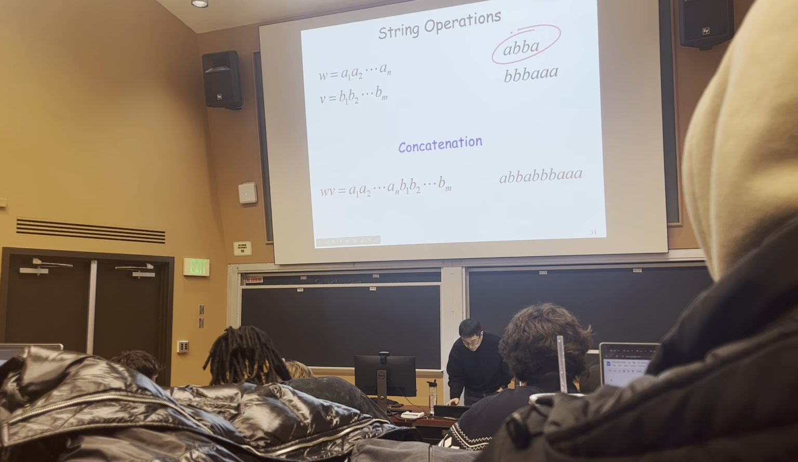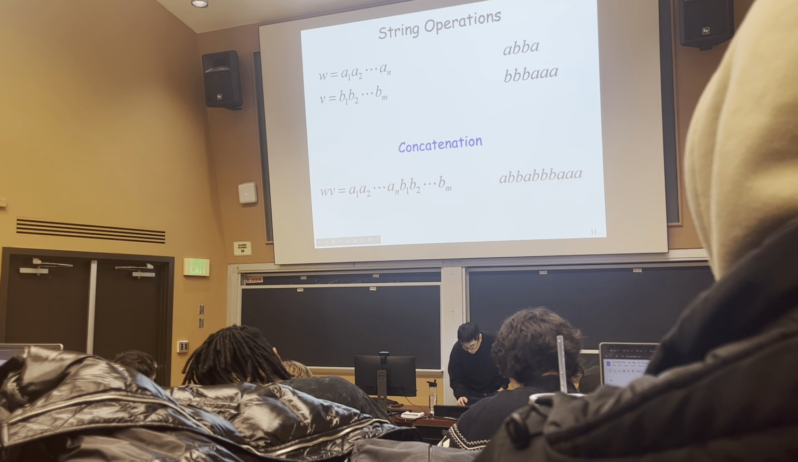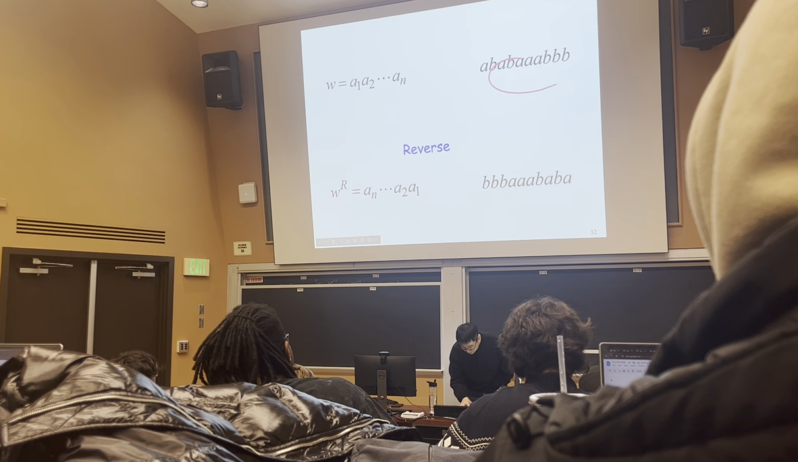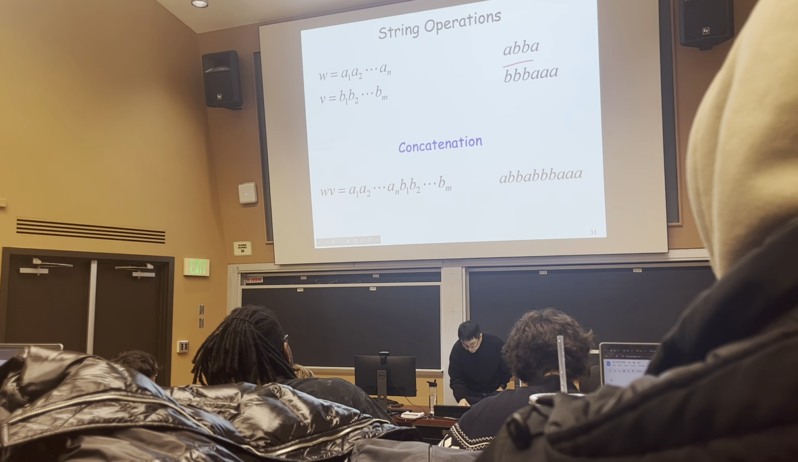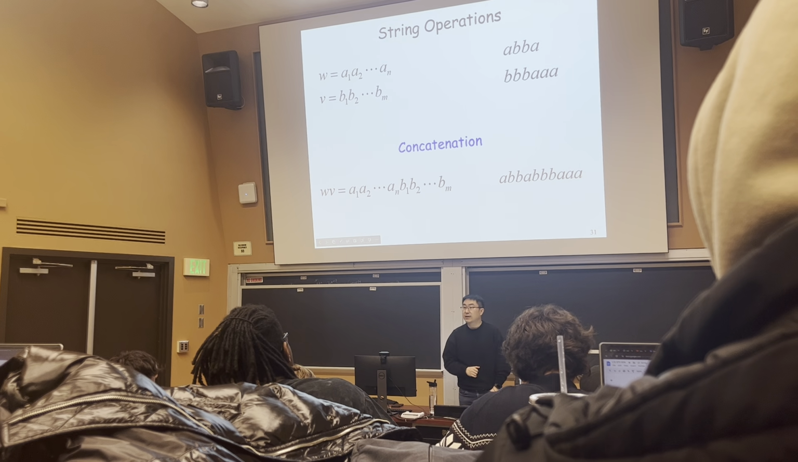And if one string is ABBA, and another string is BBBAAA, then we concatenate both of them. It's going to be ABBA followed by BBBAAA. So this is the first string operation, concatenation.